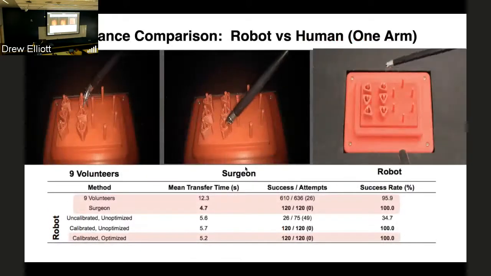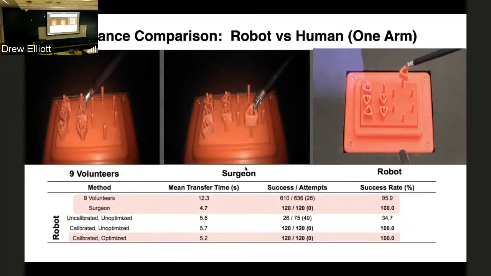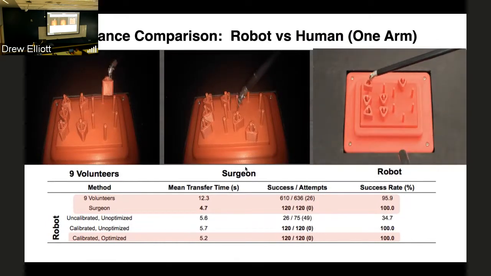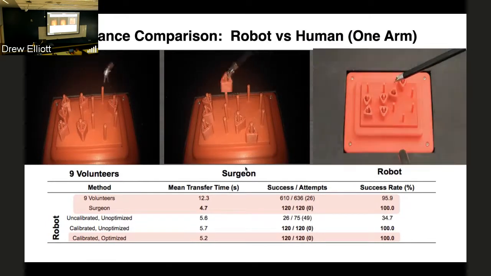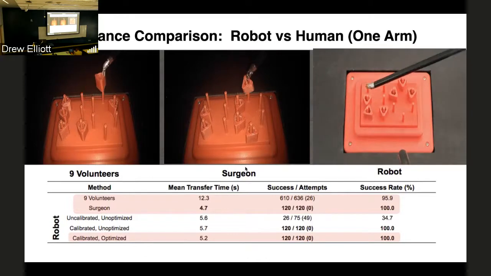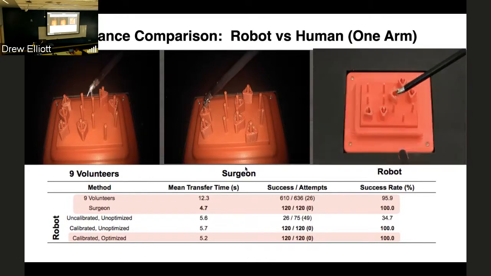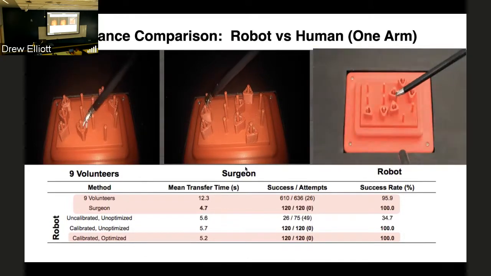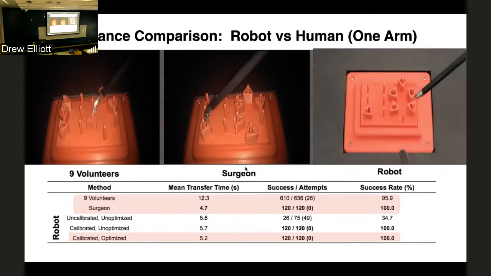Then we started to do comparison. Here's the experiment. We had nine volunteers who were not experts perform the peg transfer under teleop, and then one surgeon who is very experienced with the Da Vinci system. And then we have the robot, under full autonomous control.